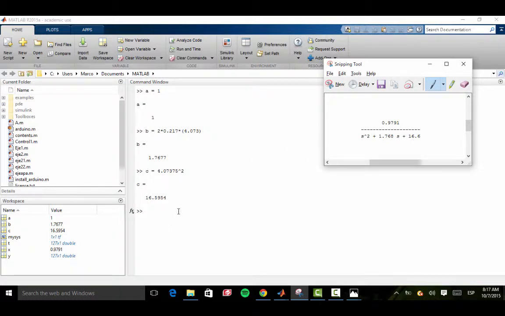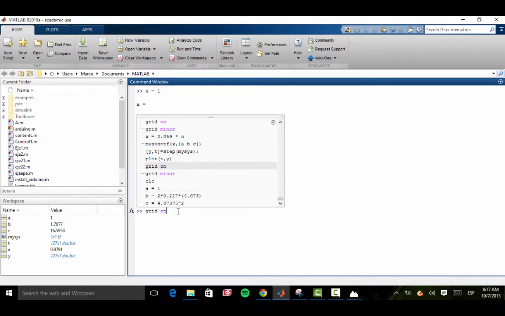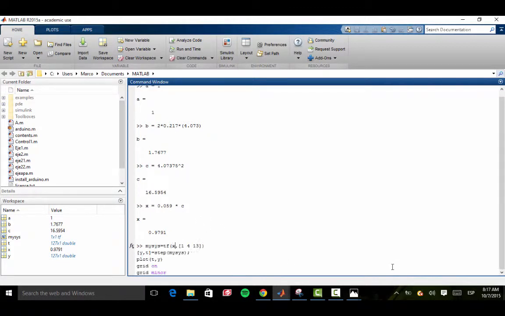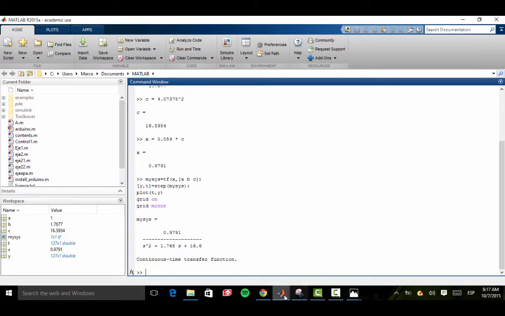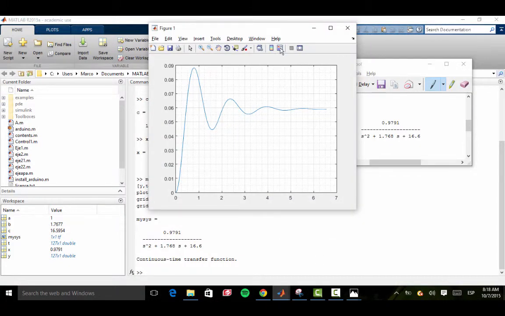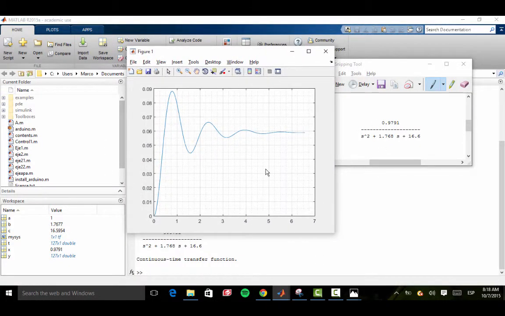Also, we declare x as k plus omega n, and we plot this coefficient. And the result is the same transfer function that we have just here. You can see the plot is similar to the one given by the teacher.